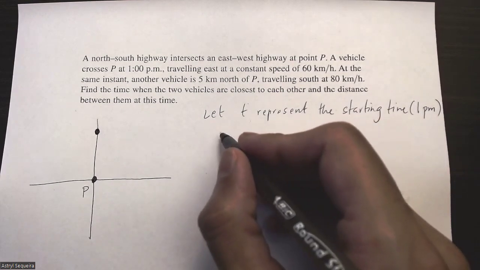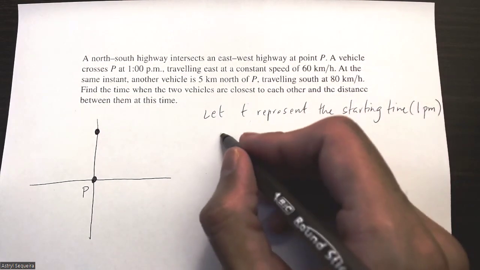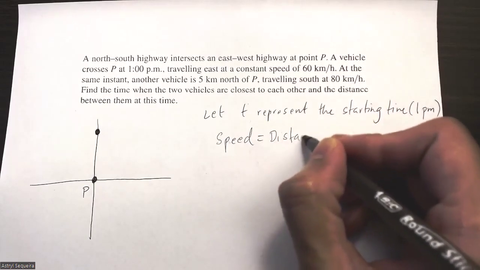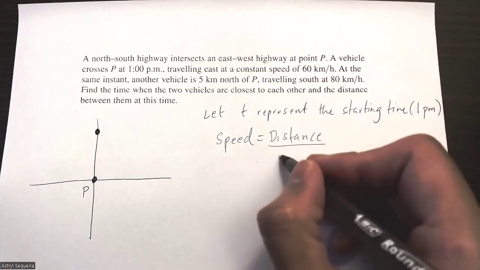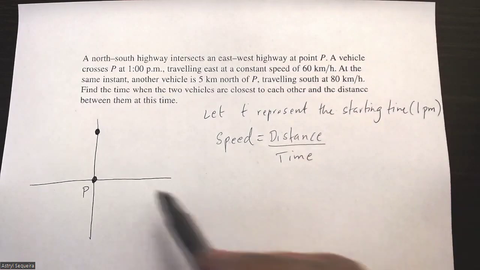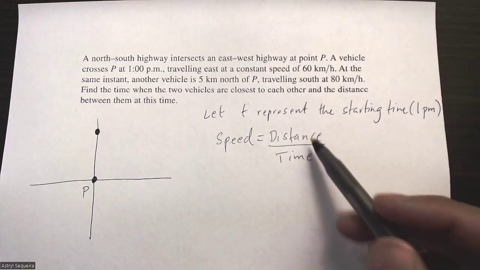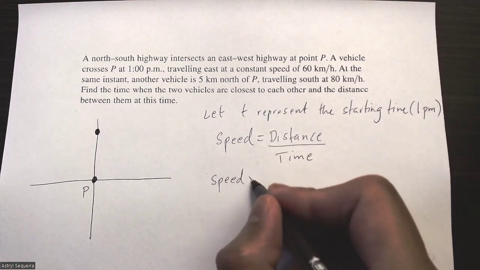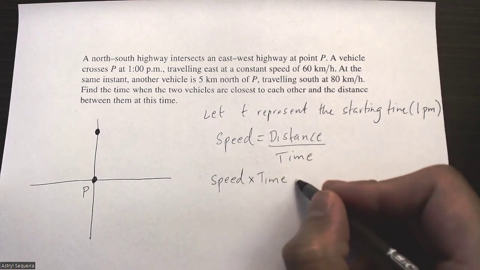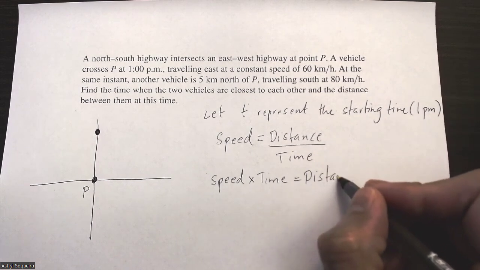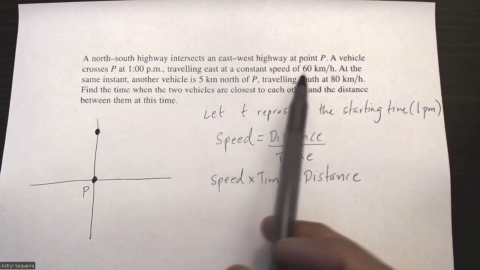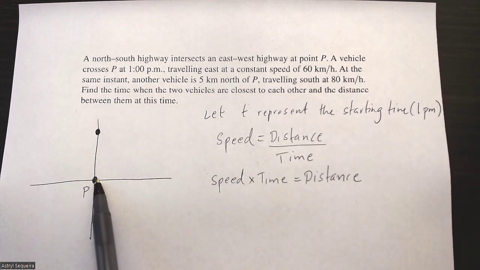I'm going to use my speed equals distance over time formula to solve this. So speed equals distance divided by time. I'm going to be solving these triangles in terms of distances. So I know that speed multiplied by time is going to equal distance. So let's start over here with the first car. It crosses P at 1 p.m. So t is equal to 0 over here.